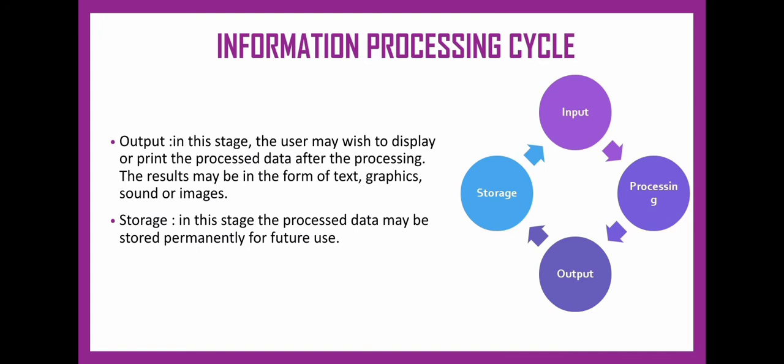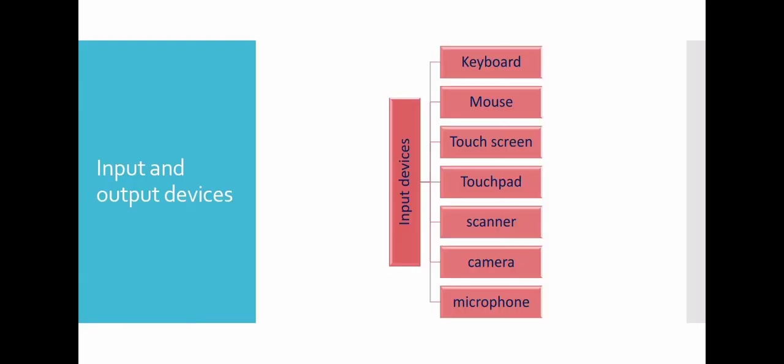The final part of the information processing cycle is storage. Storage is a place where the data is stored for later use. The devices that store the information are known as storage devices. The computer system needs input and output devices for getting and displaying the information to the user. The different input devices are keyboard, mouse, touch screen, touchpad, scanner, camera, microphone, etc.